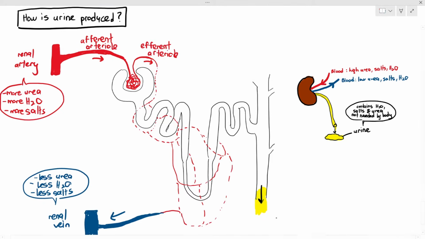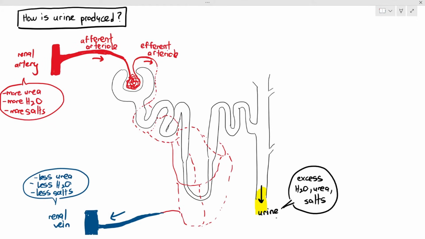And the part where I'm highlighting in yellow, the end of the collecting duct, is where the urine is formed, and the urine contains excess water, urea, and salts. So this highly complicated nephron will be able to filter the blood and remove the excess urea, water, and salts from the renal artery, so that when the blood goes back to the renal vein, it has removed the waste products. And by the way, that highly coiled structure is known as the glomerulus. We will be talking about the glomerulus in the next video. Don't worry about it. Okay, so this is just the overview of what's happening.